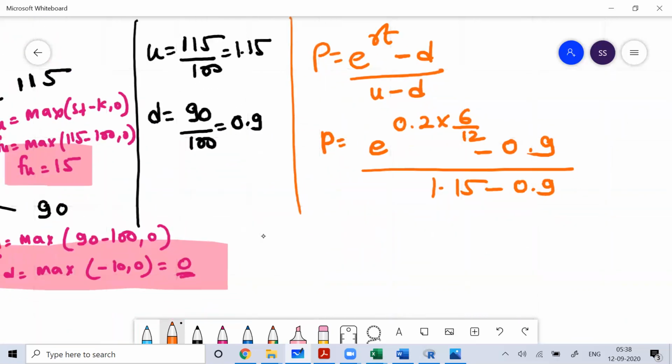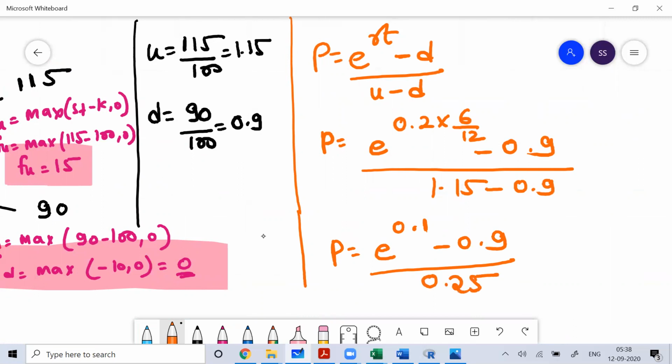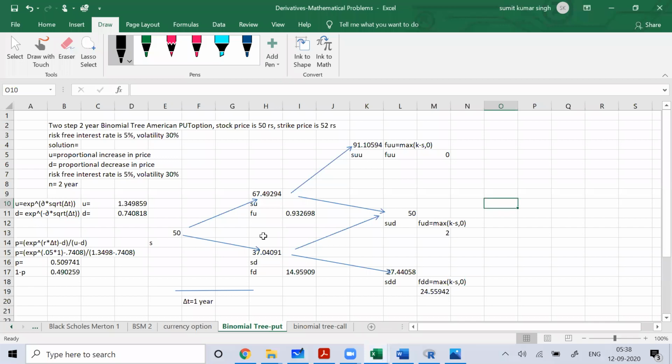So with this I can find the value of probability. So probability, this is 1 by 2. So e to the power 0.1 minus 0.9, divided by 1.15 minus 0.9. So this is 0.9, this is 0.15, this will be 0.25. So first, what is the value of e to the power 0.1?